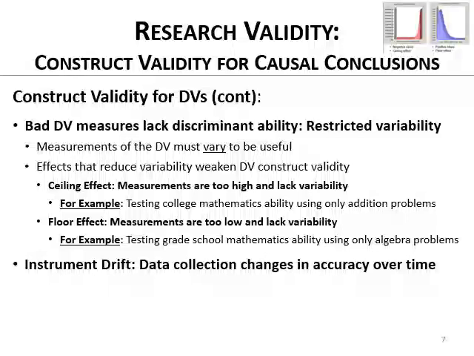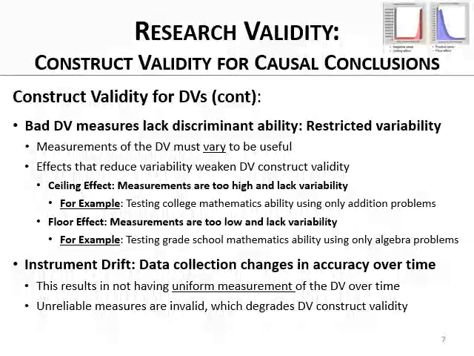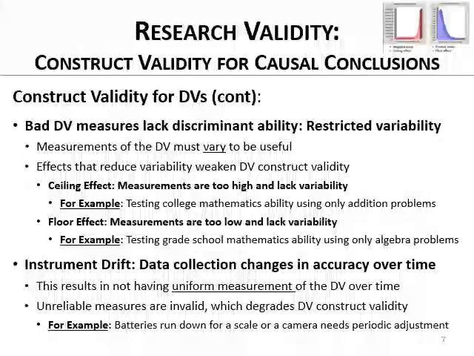Then there's what we call instrument drift, and this is when your data collection instrument changes in accuracy over time. And the problem with things changing over time due to reasons other than your independent variable is that you don't get a uniform measure of things over time. It's sort of drifting over time, and it usually gets worse over time. And that means you have unreliability. And as you know, unreliable measures can't be valid, and so therefore that degrades your construct validity for your DV.